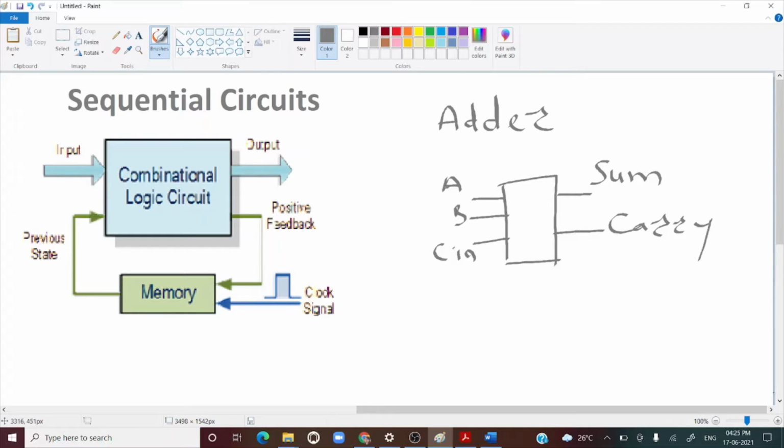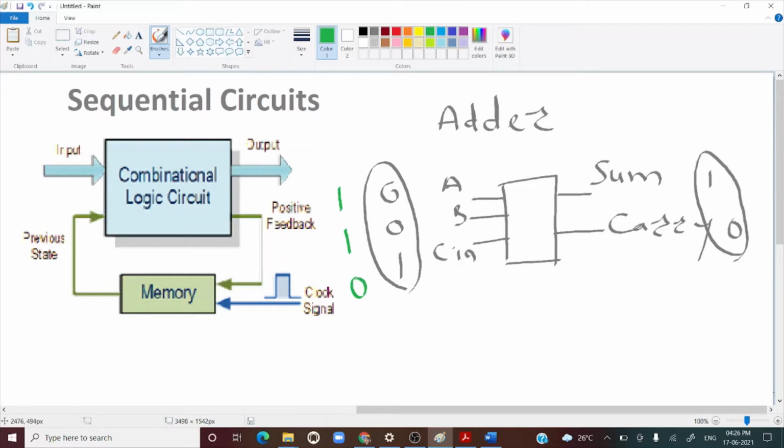Now in this adder circuit, if you apply the input 0, 0, 1, then what is going to be the output? The sum will be 1 and carry will be 0. For the input 0, 0, 1, the output is sum 1 and carry 0. Now if you apply the next input, that is 1, 1, 0, then the sum is going to be 0 and the carry will be 1. This is the next output.